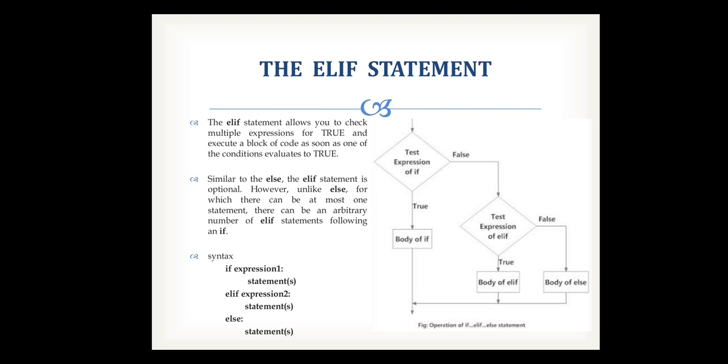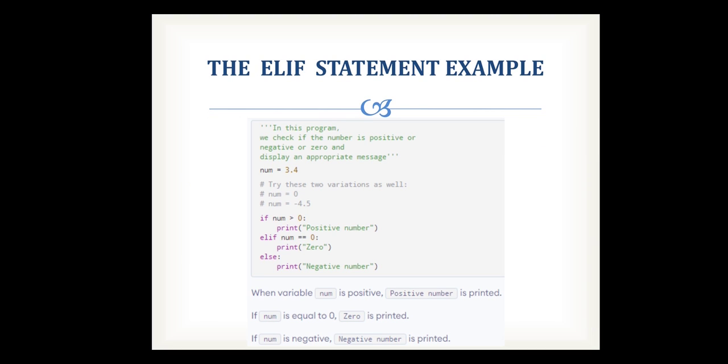So see the structure: test the expression of the if, and if it is true, then go through the if body. If it is false, then test the second expression of the elif. If it is true, then go for the body of the elif. If it is false, then go for the body of the else. So this is the structure of the elif statement. We are going to see an example of the elif statement.